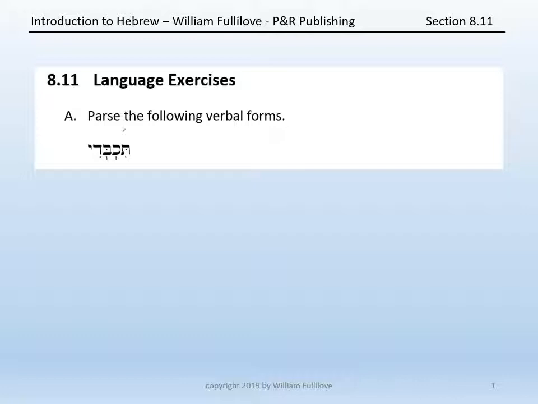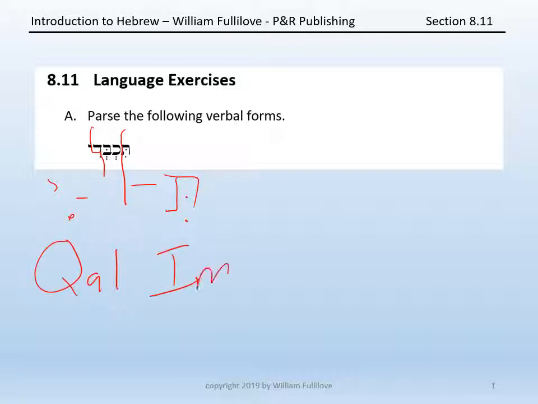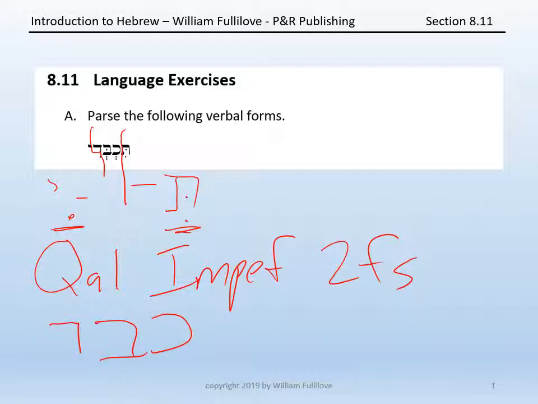When I see this form, I note a prefix ti, which I'm used to seeing on verbal forms, and I see an ending e, which I'm also used to seeing. So this matches my paradigm for the Qal imperfect. And then with ti and e, second feminine singular of the root kavad. So this would gloss as you, feminine singular, will be heavy or will be honored or something of that nature. Do the rest of A to practice your parsing.